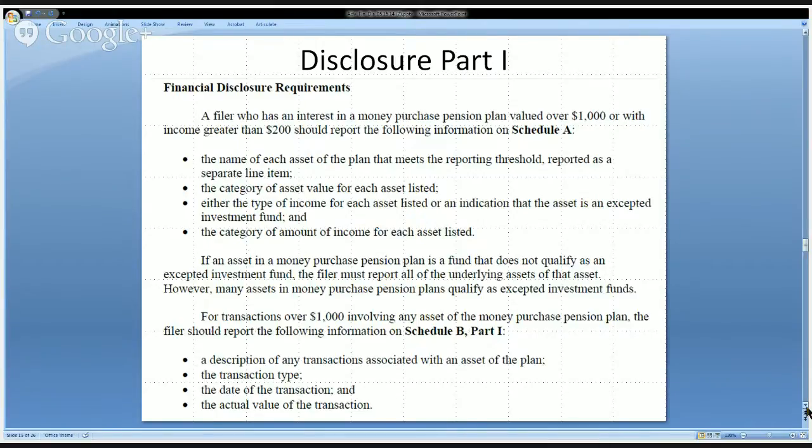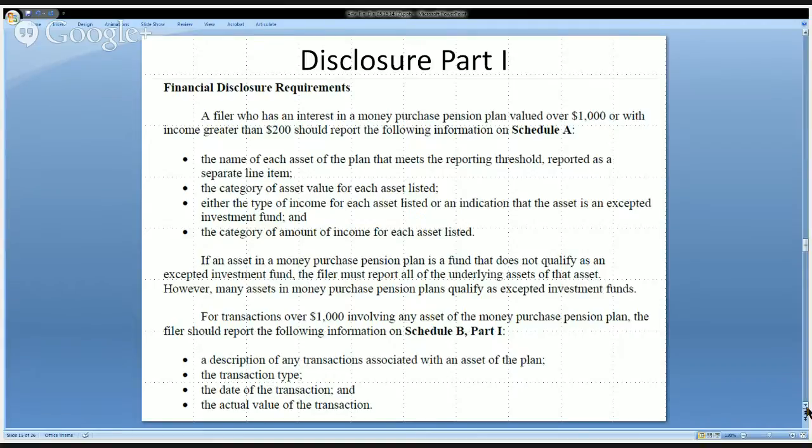I'll say that one more time. A money purchase pension plan will never qualify as an accepted investment fund, so therefore the underlying holdings, where they meet the reporting threshold, must be disclosed. For each of those items, we must disclose the category of asset value for each listed asset, the type of income for each asset listed, or an indication that the asset is an accepted investment fund.